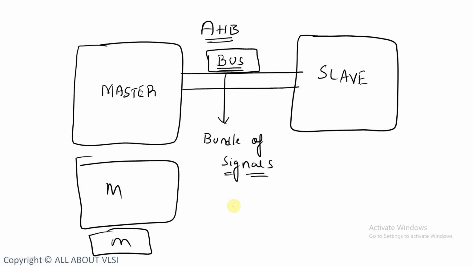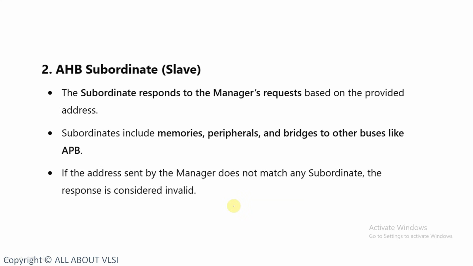Coming to the slave, the subordinate responds to the manager's request. Why is it a slave? Because it is responding to the manager's signals. It is not initiating. A slave is not a component which initiates, but it responds to the transactions. Subordinates include memories, peripherals, or bridges to other buses like APB. We are going to see this example in our discussions also. And if the address sent by the manager does not match any subordinate, the response is considered invalid, obviously. That we are going to see further.